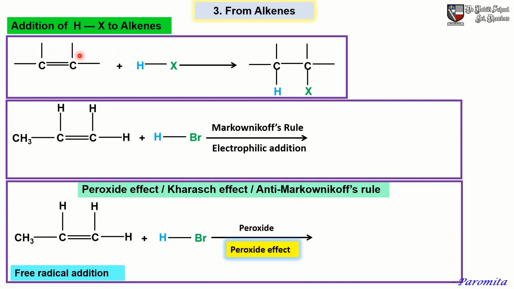Alkenes undergo addition reaction with HX to yield alkyl halides. This is an alkene. This alkene undergoes addition reaction with this HX. H is added to this carbon and X is added to this carbon, resulting in the formation of alkyl halides. In this addition process, the double bond is broken and the product obtained is a saturated compound. Suppose this alkene is ethylene and this is HCl, then what is the product? The product is ethyl chloride.